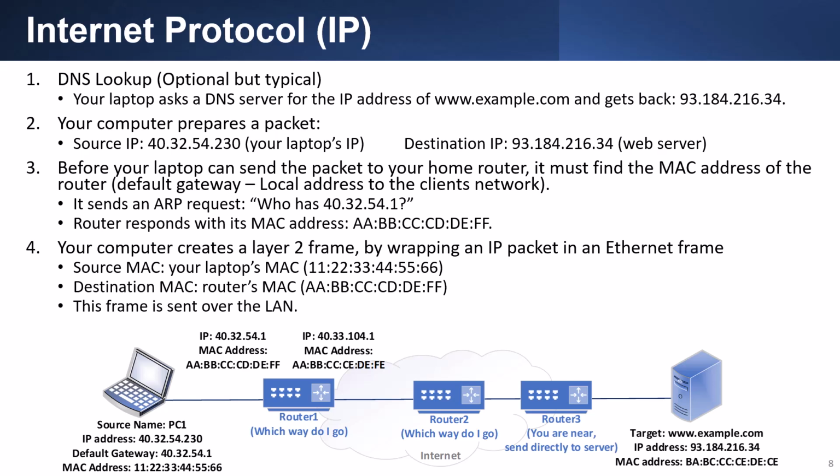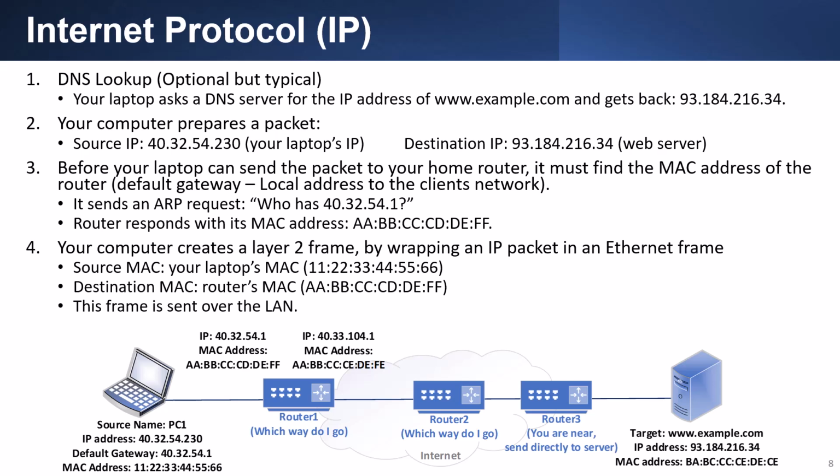Let's take a look at how a packet is sent from a computer to a server. Step 1. DNS lookup is optional but typical. Your laptop asks the DNS server for the IP address of www.example.com and gets back 93.184.216.34. Step 2. Your computer prepares a packet. Source IP 40.32.54.230, which is your laptop's IP, and the destination IP will be 93.184.216.34, which is the web server. Step 3.